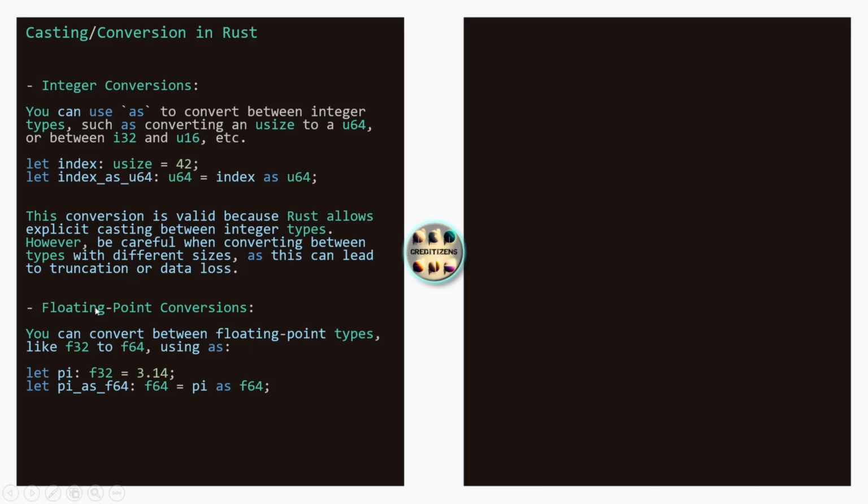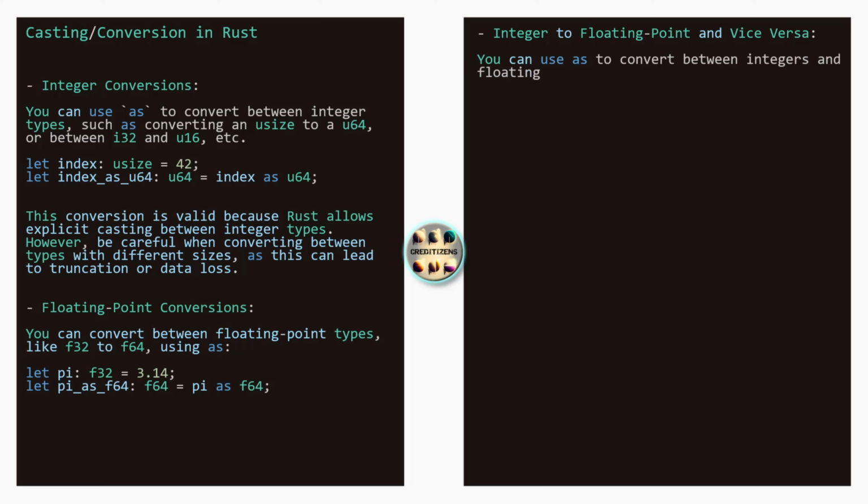Okay, so floating point conversions, that's another type of conversion. You can convert between floating point types like f32 to f64 using the as keyword as well. So here we check the number, it's an f32, and after we're going to use the as keyword, p as f64, to convert it to an f64.